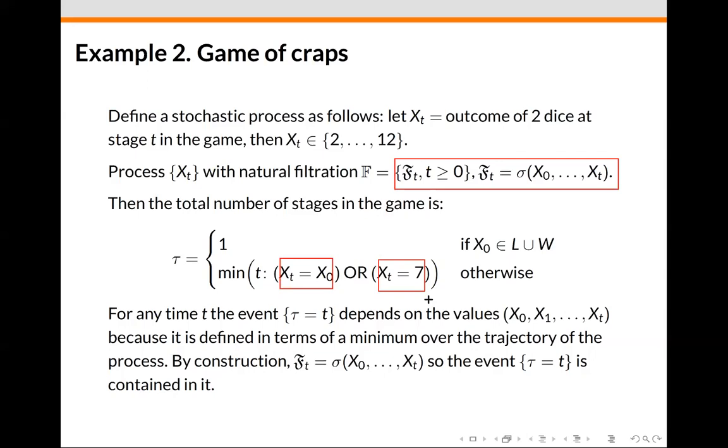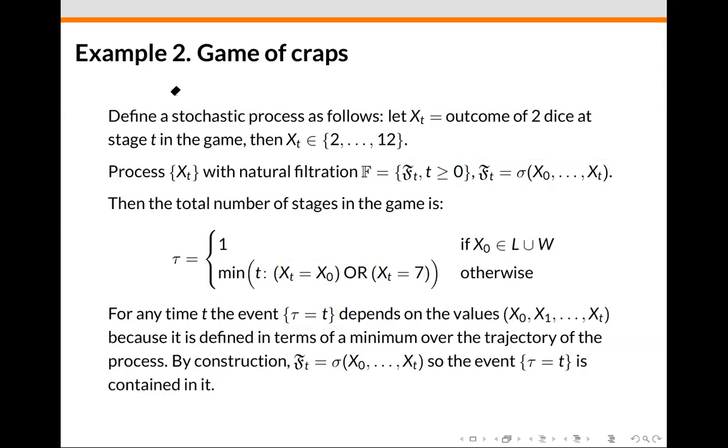So that is the definition of the number of stages in the game, and it is a random stopping time, because for any time t, the event tau equals t, that is, t is the end of the game, is observable. It is inside our information structure, because it only depends on the values that we have seen of the throw of the dice up to time t. It is defined in terms of the minimum over the trajectory, and so it depends directly on these random variables. So this is an example of a random stopping time for the game of craps.